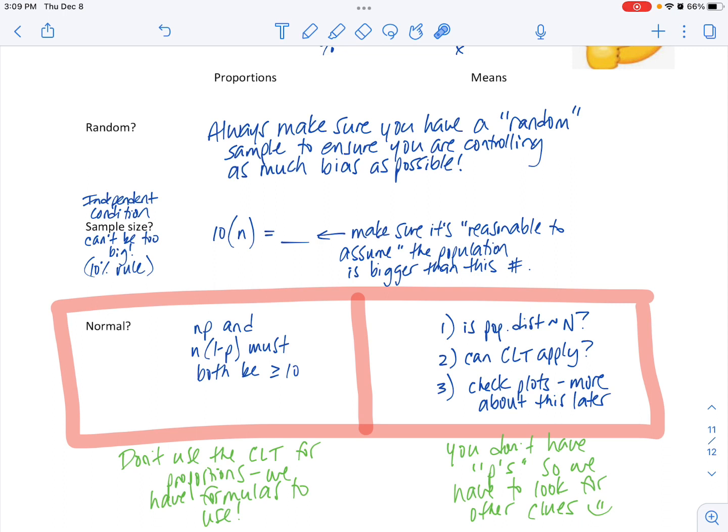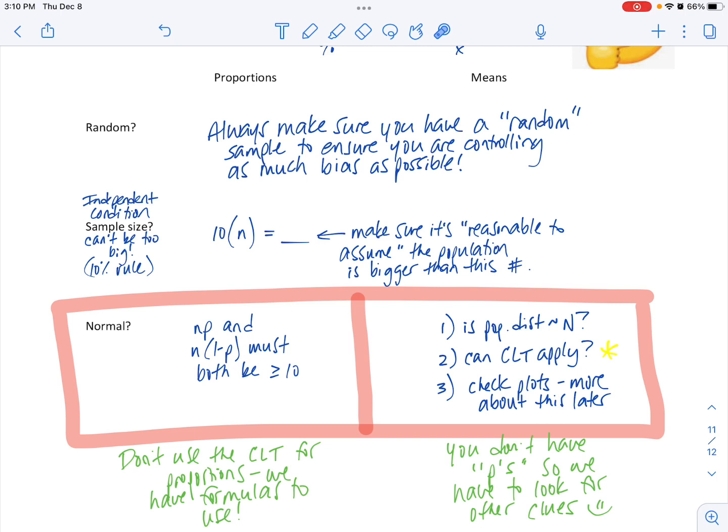Number two, can you apply the CLT? Do you remember how to apply the CLT? If your sample size is big enough, then even if the population distribution is not normal, you can apply the CLT and the sampling distribution will be normal. I'm going to talk more about this on the next page. And then option number three, what if neither of those applies? Like what if your population distribution is not normal and your sample is not big enough to apply the CLT? That means that we have to check plots.